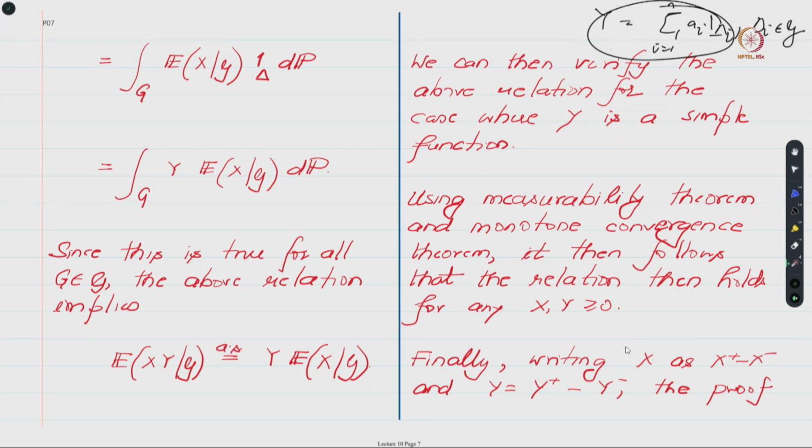In that case we just use the following idea, that we can express x as x plus minus x minus, and this x plus and x minus are non-negative random variables. Similarly y plus and y minus are non-negative random variables, hence if you look at x plus times y plus, x plus times y minus, and similarly x minus y plus and x minus y minus, sorry, right. So all those four products are non-negative, and hence whatever we have proved over here will apply to that setting, okay. And one can show that in that case this property also holds.